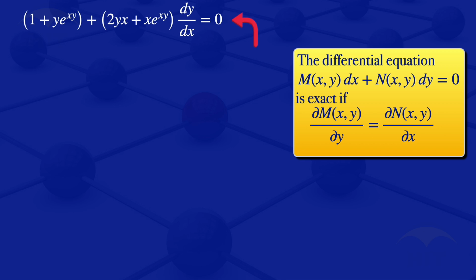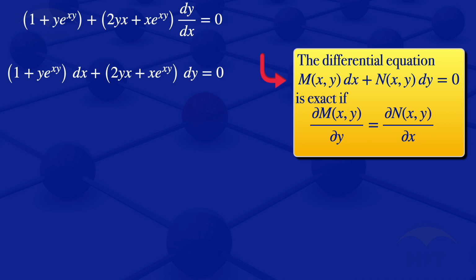Now looking at the equation that we are given, I would like to write it first in this form. So to write it in that form, I will multiply it by the dx. When you multiply throughout by dx, we have (1 + y e^(xy)) dx + (2yx + x e^(xy)) dy = 0. So it is now of this form.